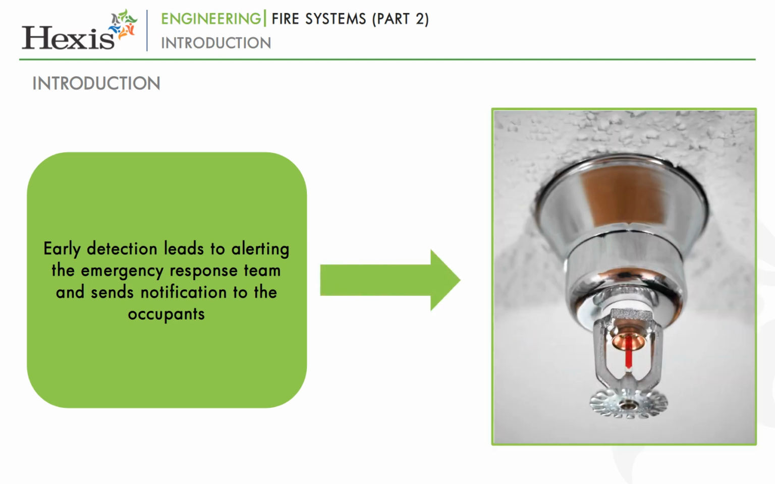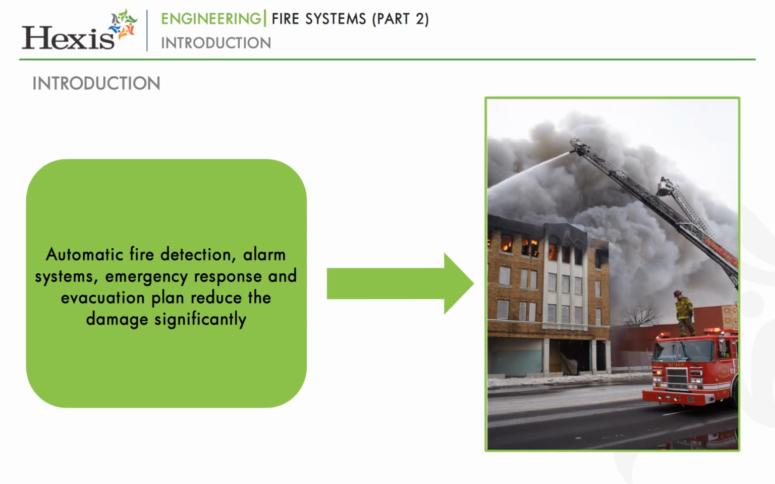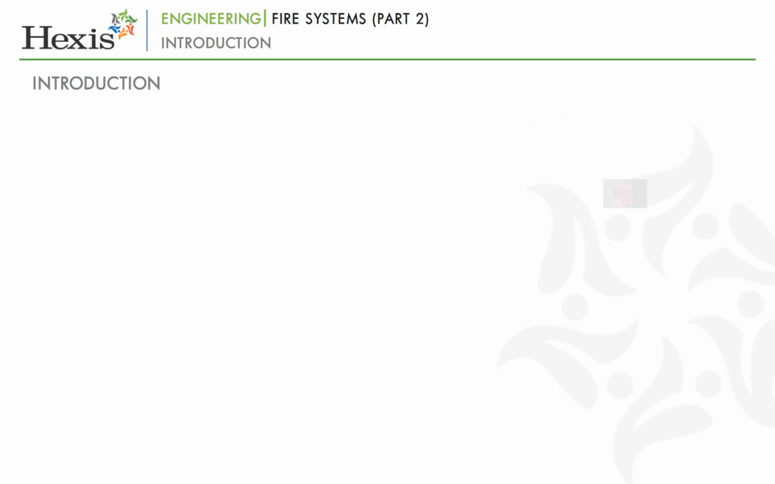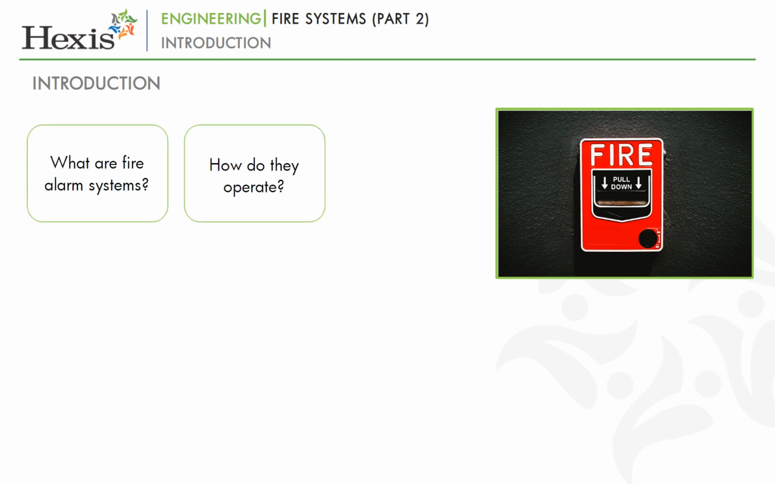If there are any fire suppression systems connected to the fire alarm system, they can be activated through the fire alarm. Automatic fire detection and alarm systems, when combined with other elements of an emergency response and evacuation plan, can significantly reduce property damage, personal injuries, and loss of life from fire in the workplace. In this module, that is Part 2, we will learn more about detection and fire alarm systems, what they are, how they operate, the different types of alarm systems and their components.